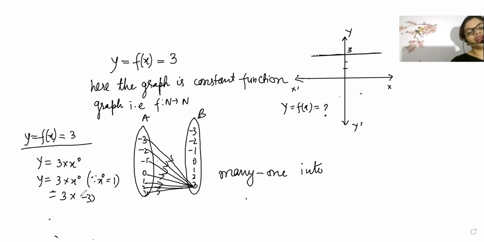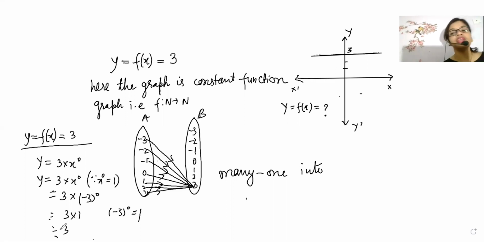You take x value -3 to the power 0. Any number to the power 0, (-3) to the power 0, will always be 1. So 3 into 1, y is exactly coming 3. So you take any value of x, you will always get y equal to 3. That is a type of constant function.